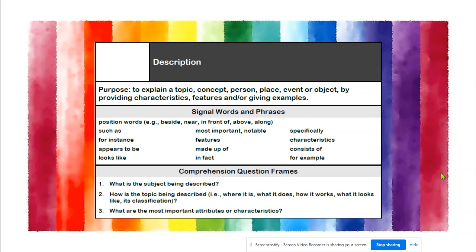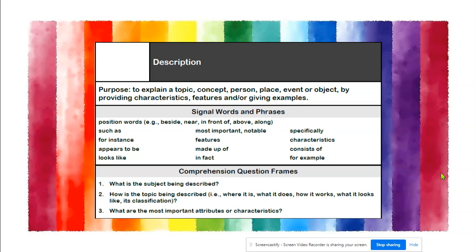Another structural choice that authors make in order to engage the reader is description. The purpose here is to explain a topic, concept, person, place, event, or object by providing characteristics, features, and or giving examples. By how the author describes something, especially by word choice, that will help the reader comprehend more fully how the author feels about or wants the reader to feel about certain characters or things that are happening.